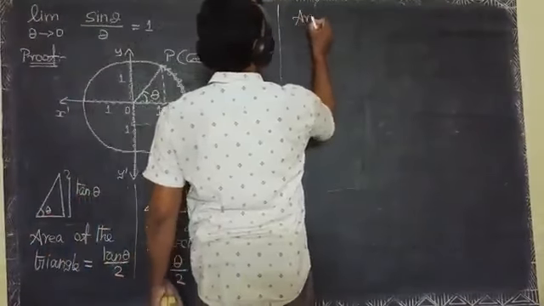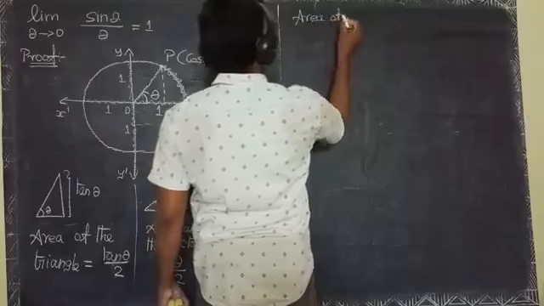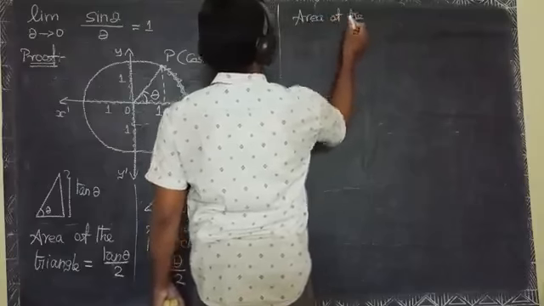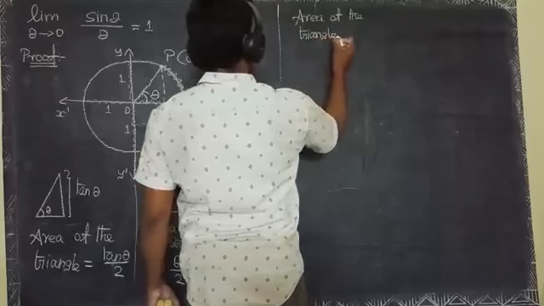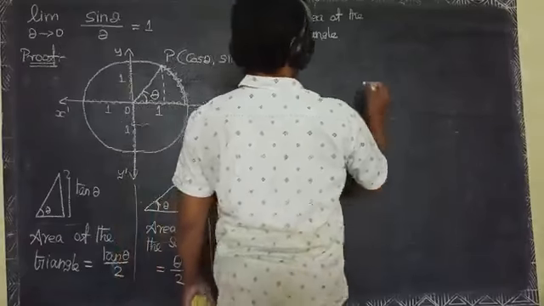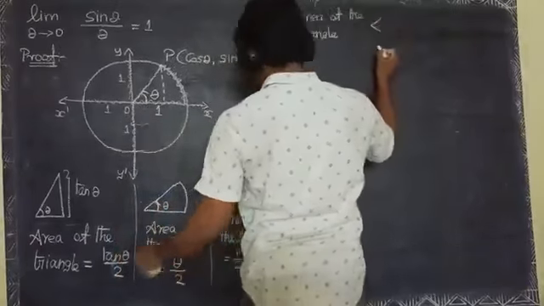Area of the triangle is less than area of the sector.